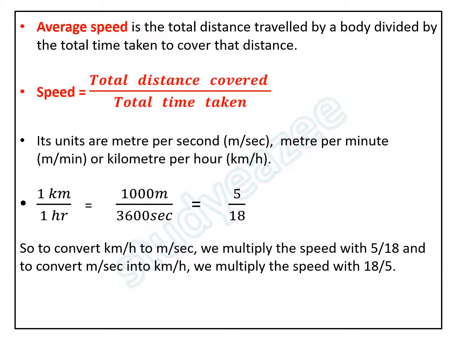Now I'll show you how to convert kilometer per hour into meter per second. 1 kilometer is equal to 1000 meters and 1 hour is equal to 3600 seconds. So we'll multiply 1 kilometer by 1000 and 1 hour by 3600. We get 5 upon 18. So to convert kilometer per hour to meter per second, we multiply the speed with 5 upon 18, and to convert meter per second into kilometers per hour, we multiply the speed with 18 upon 5.